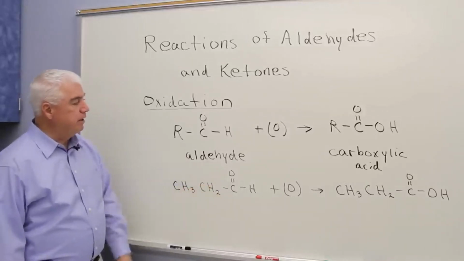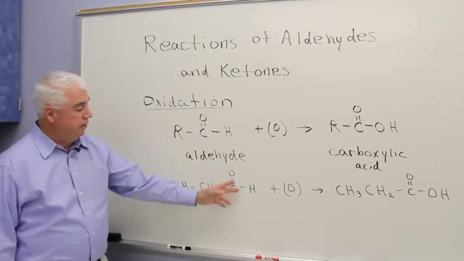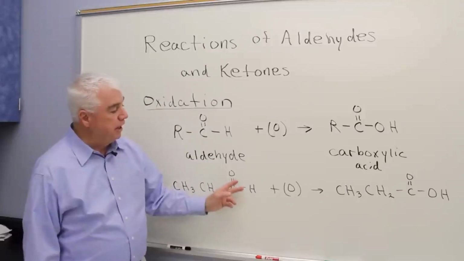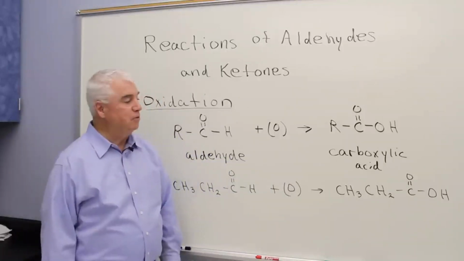And down here, I've given a specific example. Here's a 3-carbon aldehyde. The aldehyde group is always on the end. When it's oxidized, we're going to get a carboxylic acid.